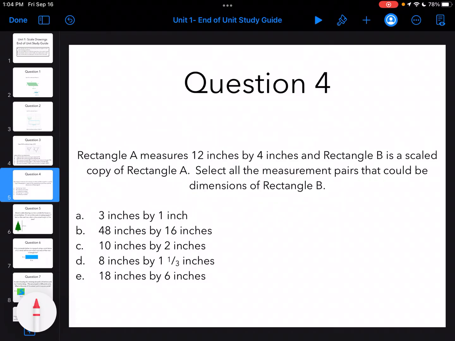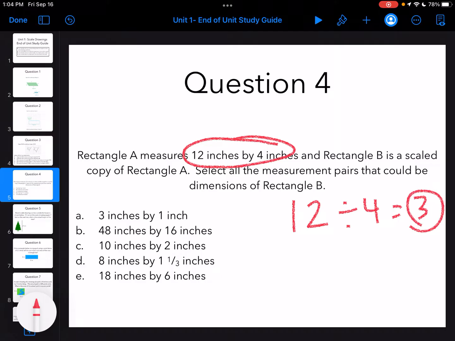Question 4. Rectangle A measures 12 by 4 inches, and rectangle B is a scaled copy of rectangle A. Select all the measurement pairs that could be dimensions of rectangle B. Well, I'm going to find the ratio of the length and width of rectangle A. So I'm going to do 12 divided by 4, and I get 3. So I know that's my ratio. So 3 divided by 1 is also 3, so I know A will work.